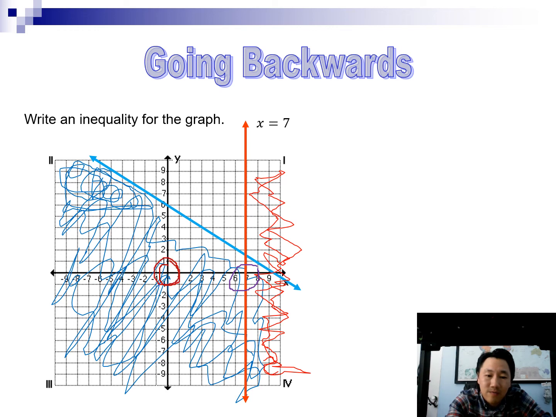Here's 0, 0. When I plug 0 into here, I want the inequality to show something that is false. Notice the shading is on this side, and because the shading is on this side, that means 0, 0 is false. So what symbol will make this false? 0 is greater than or equal to 7 is false. All right, and so we're going to use greater than or equal to 7. So there's our first inequality.